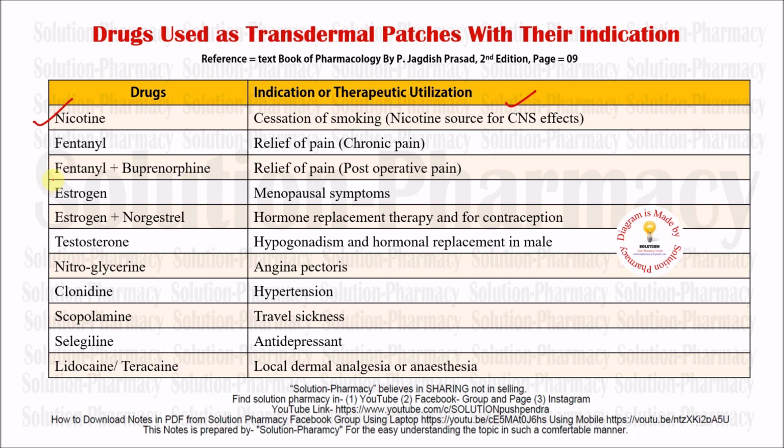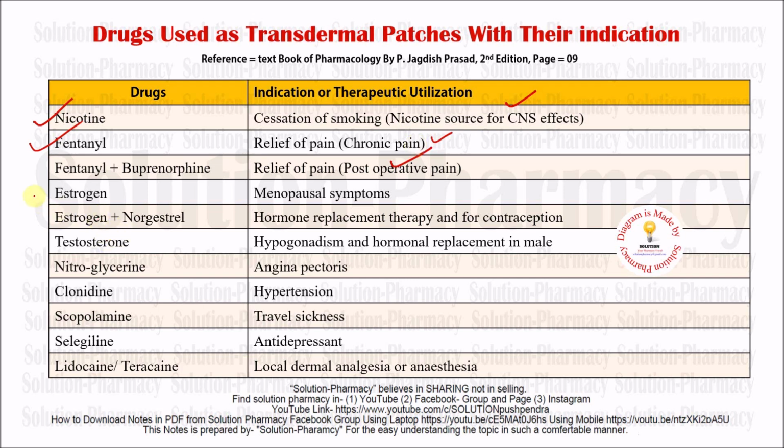The next one is fentanyl. This fentanyl is used for the relief of pain, specifically chronic pain. Coming to the next one, that is a combination of fentanyl plus buprenorphine. This is used for the relief of pain, particularly the pain which is obtained from the post-operative procedure. That means after operation, the pain can be reduced by utilization of fentanyl plus buprenorphine transdermal patches.